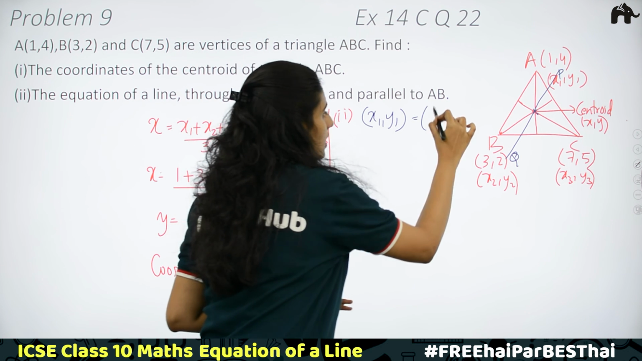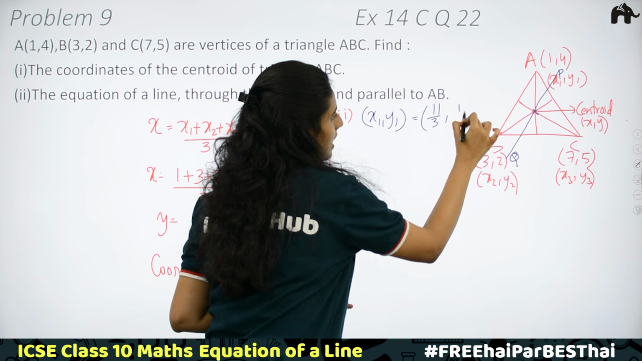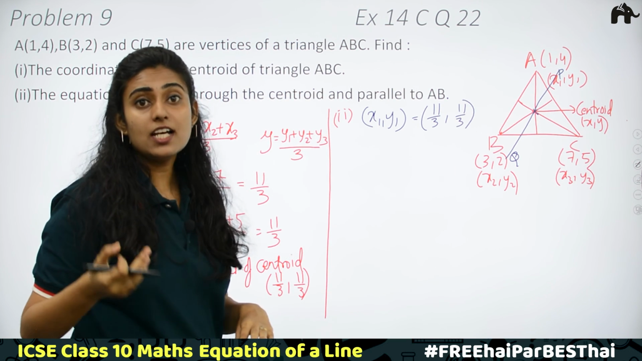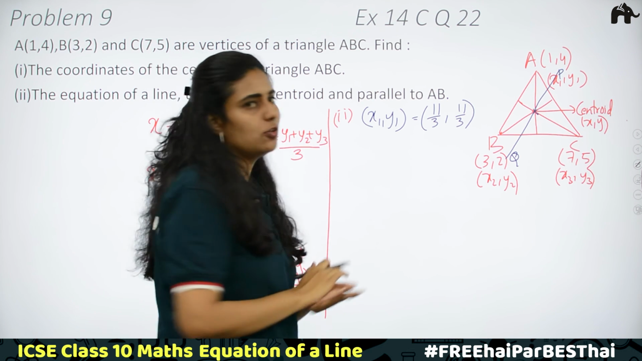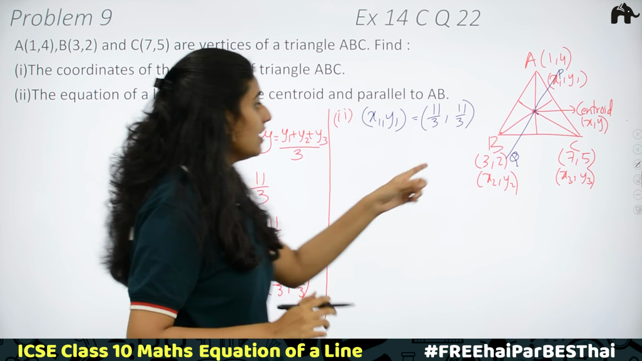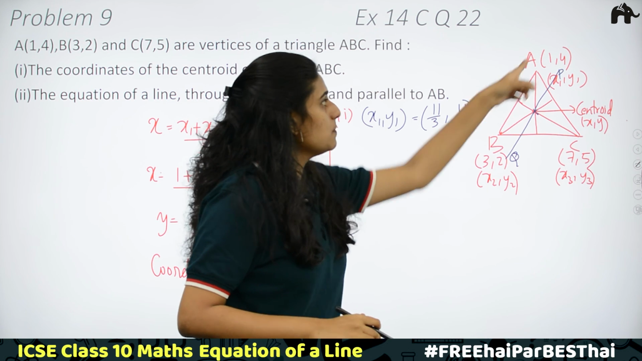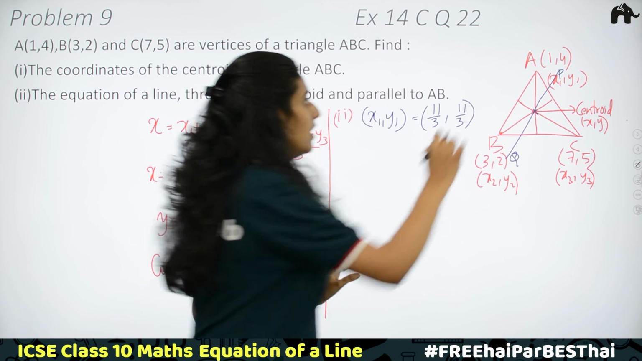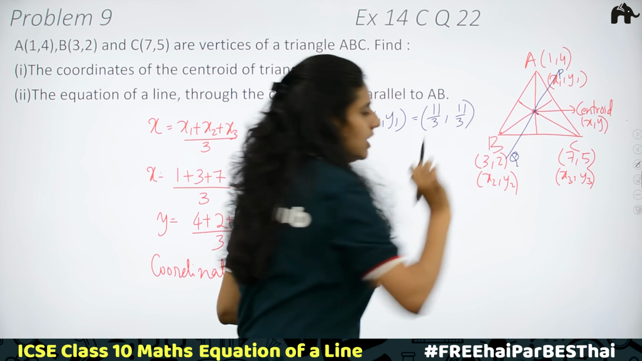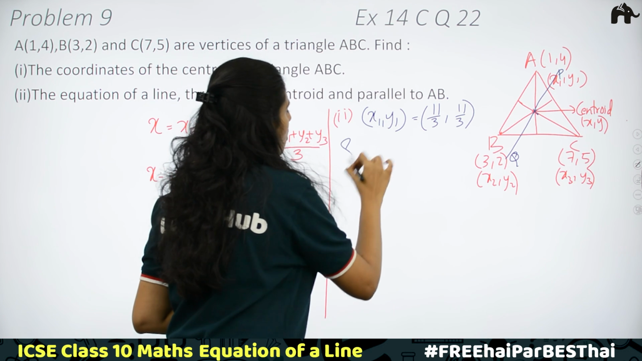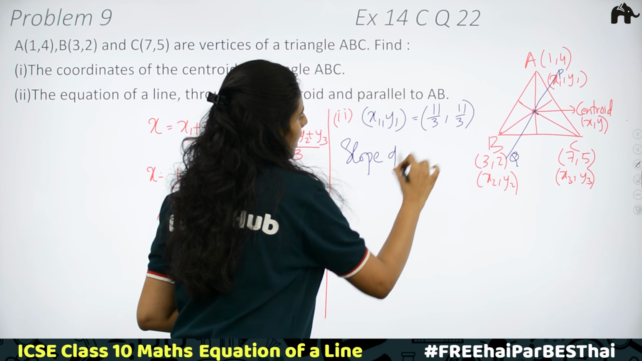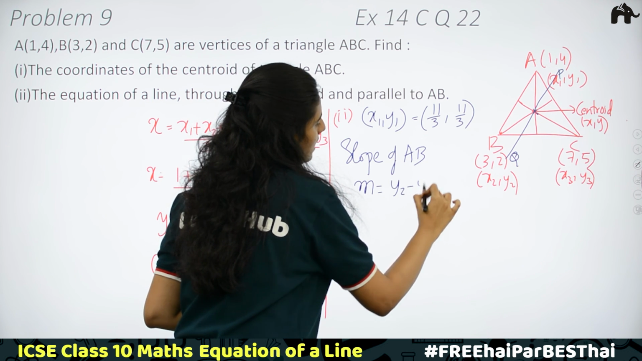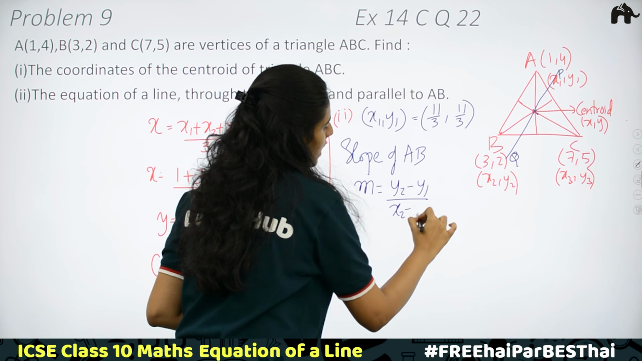We have the coordinates 11 by 3, 11 by 3. What else do we need? We need the slope m. How to find slope m now? Here it is given that this line PQ is parallel to AB. We can easily find the slope of AB. Yes. If the coordinates of A and B are known, then the slope of AB, m, is equal to (y2 minus y1) divided by (x2 minus x1).